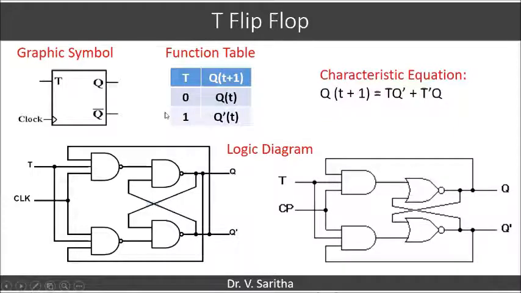Toggle is nothing but changing its state all the time. So whenever you give T as 1 and keep on giving clock pulses, the output will be complementing all the time. That is, it toggles all the time. So when T equal to 0, output is preserving its previous state. When T equal to 1, it is complementing its previous state. So from this function table, we can write the characteristic equation as Q of t plus 1 is equal to T Q bar. When T is 1, it is Q bar. So we write T Q bar plus T bar Q. When T is equal to 0, it is Q of t. So we write T bar Q. So finally Q of t plus 1 is equal to T Q bar plus T bar Q.